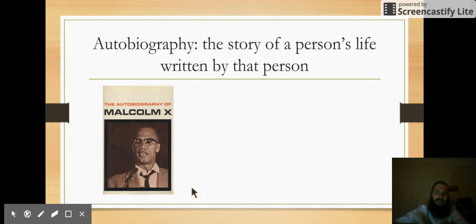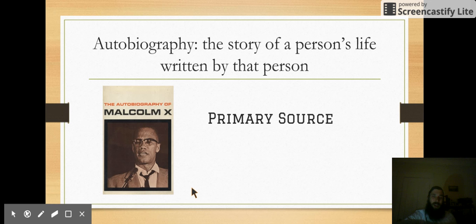Remember when we talked about autobiographies? That's a story of a person's life written by that person. Now, since the person that we're studying wrote their own biography, that's going to be a primary source. It was written by somebody who was actually there at the time that we're studying. So if we want to study Malcolm X, his autobiography is going to be a primary source. It was created while he was still alive.